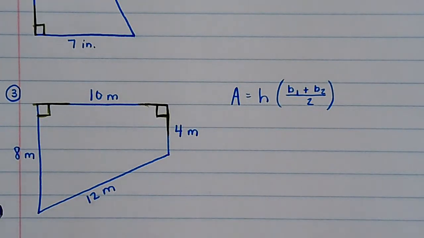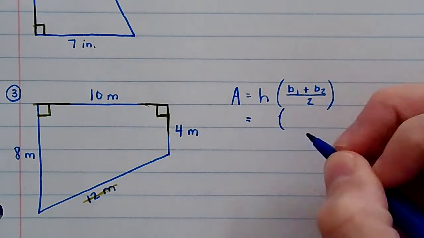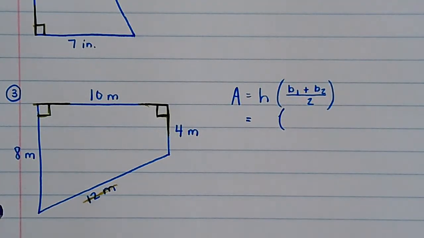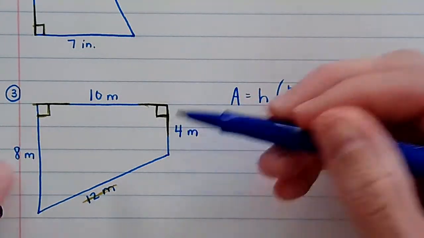All right, and now what number is not being used? Well, the one number not being used is this 12 down here. It's on a slanted line. I don't need it. It's not touching a chair. Okay. What are my two bases? What are the two lines that are parallel that are never going to touch each other? Well, that's going to be these sides right here. So those two have to be my bases.